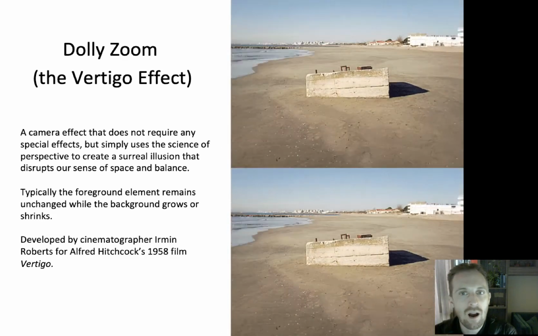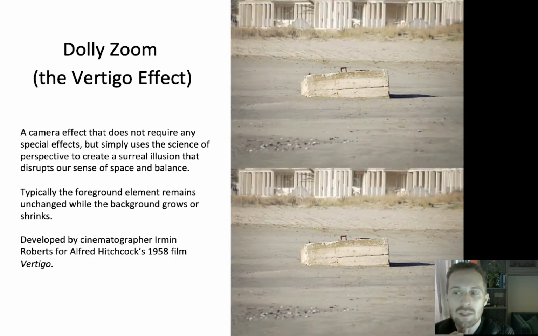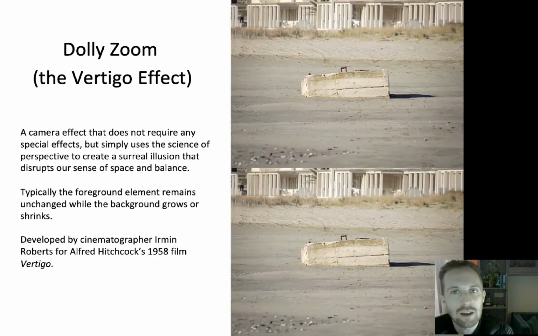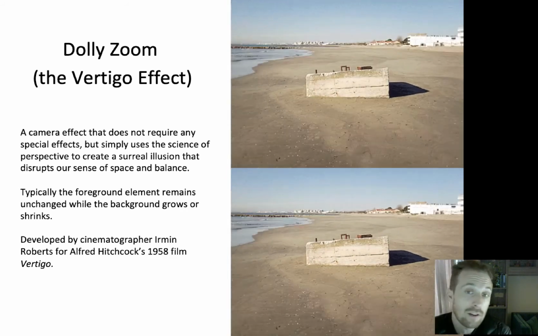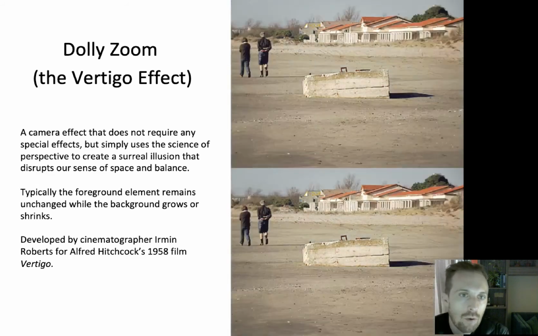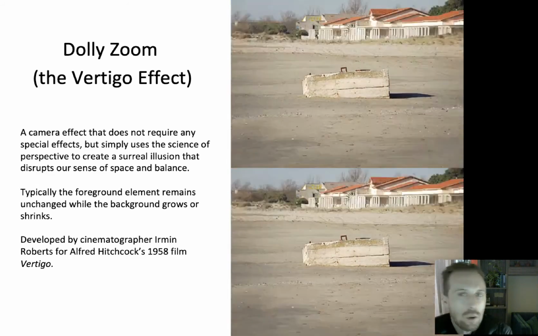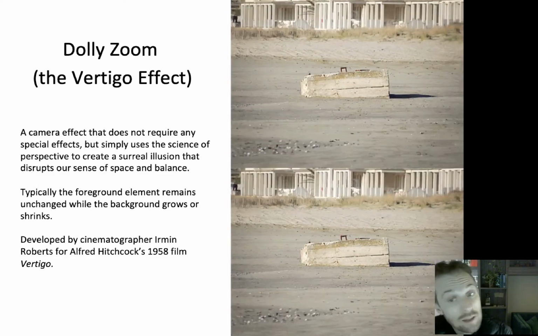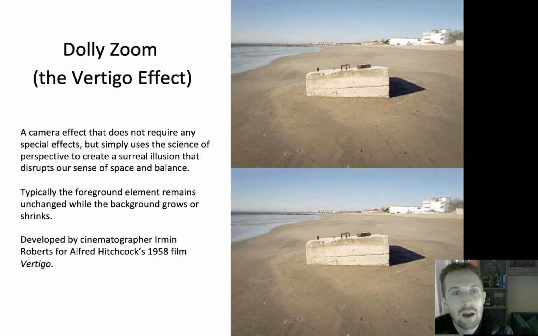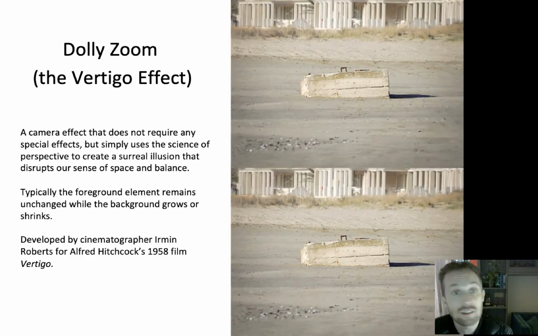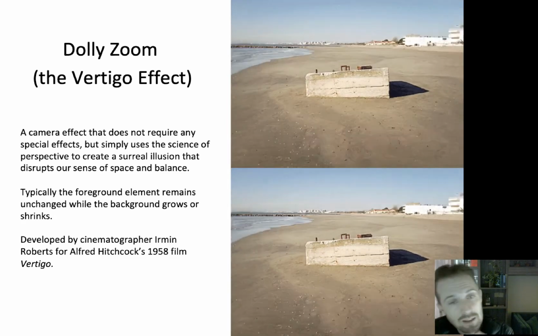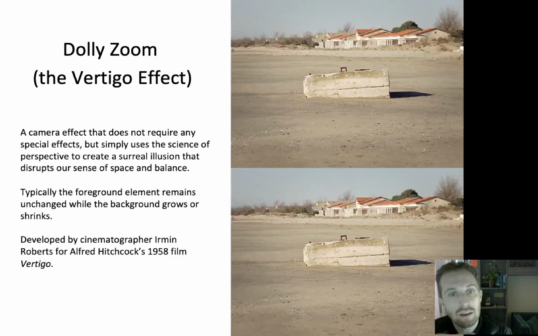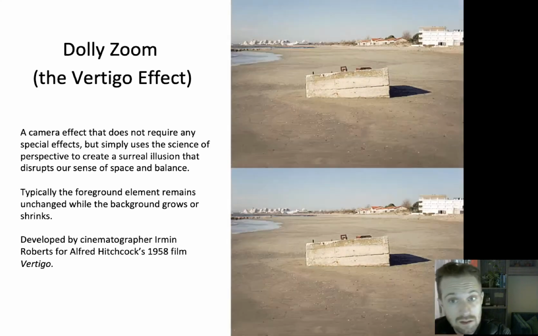And so now I want to return us to this animated GIF that I started the lecture with, and you might be familiar with this effect from various films. This is called the Dolly zoom, or the Vertigo effect. The Vertigo effect is essentially a very surreal, quite disturbing manipulation of the science of perspective. The Dolly zoom or Vertigo effect does not require any special effects. It simply uses the science of perspective to create a surreal illusion that disrupts our sense of space and balance.